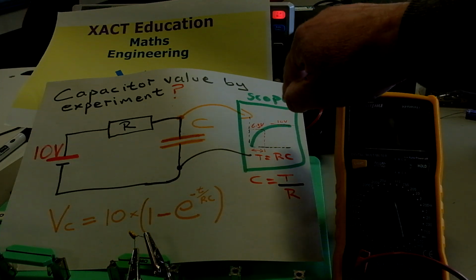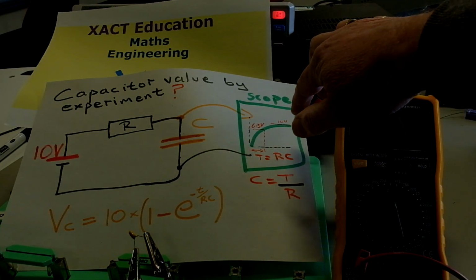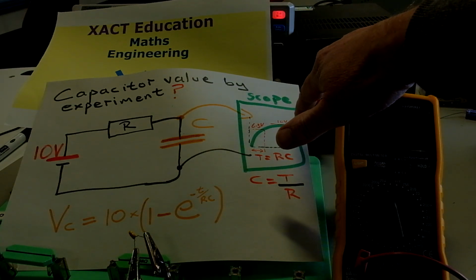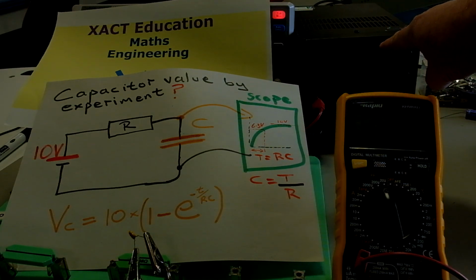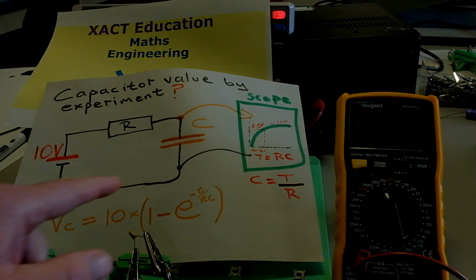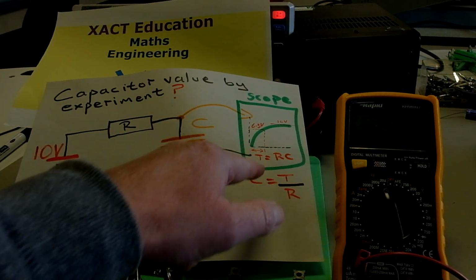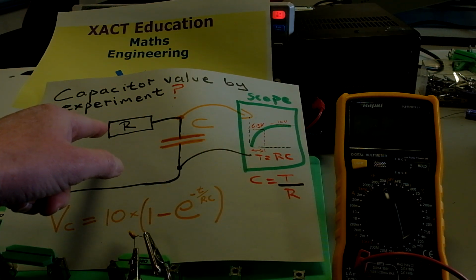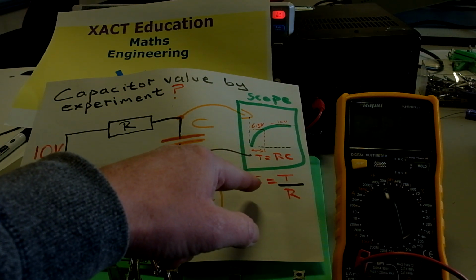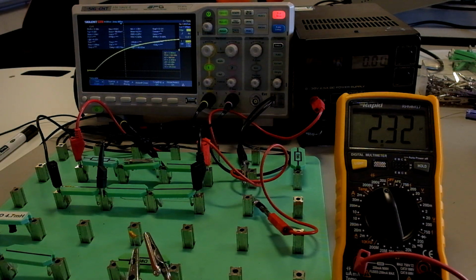It's an exponential curve defined by Euler's number. One time constant gets you to 63% of the final voltage. We've set the final voltage to be 10 volts. The capacitor is going to charge up to 10 volts. If we measure the time to get to 6.3 volts, we know the time constant. We know the R value, which in this case is set to 1K, so we can calculate what the capacitor value is.